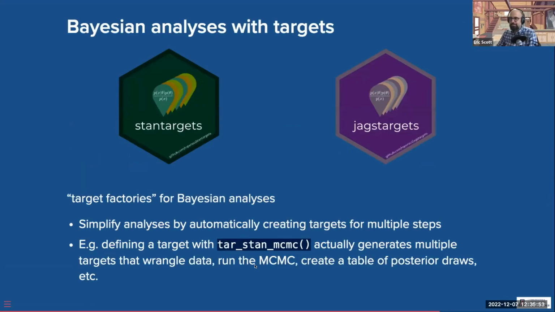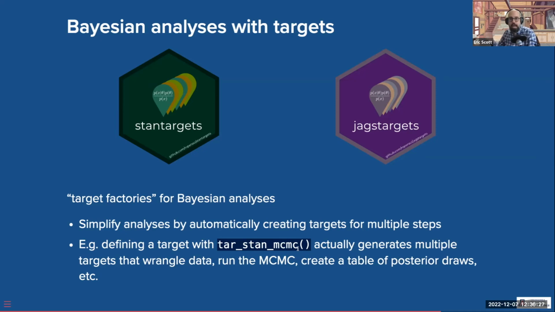Okay. So, a taste of what's possible. There's a bunch of extensions. There's the Targetopia, which is what they call their version of the tidyverse for targets. Targetopia includes these two packages, stantargets and jagstargets, that provide what are called targets factories for Bayesian analyses. So you can define one thing in your targets.R, like tar_stan_mcmc, for example.